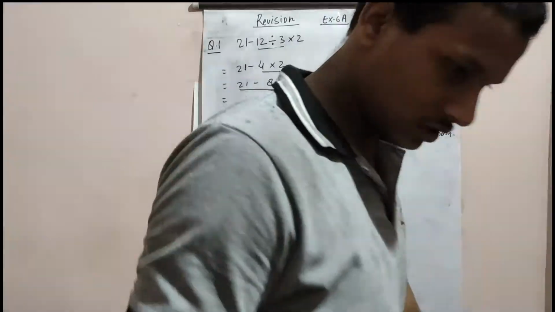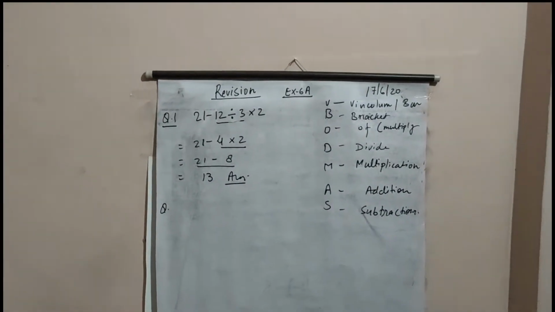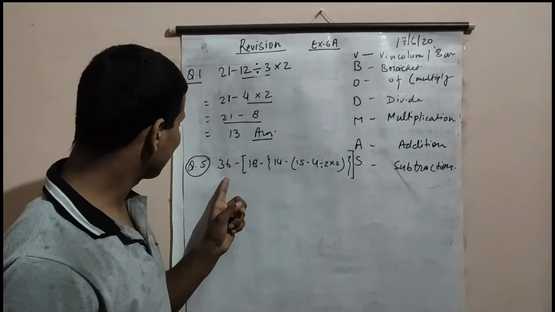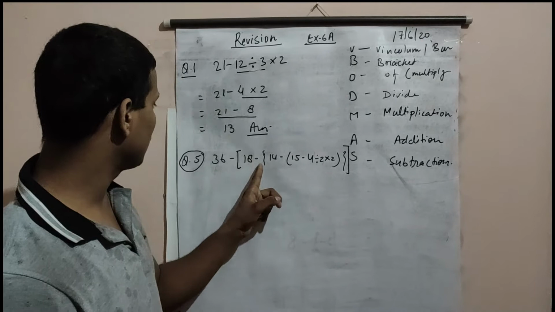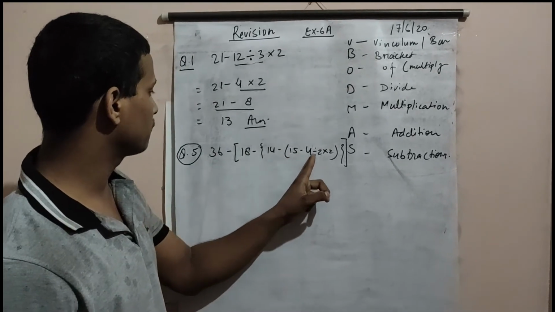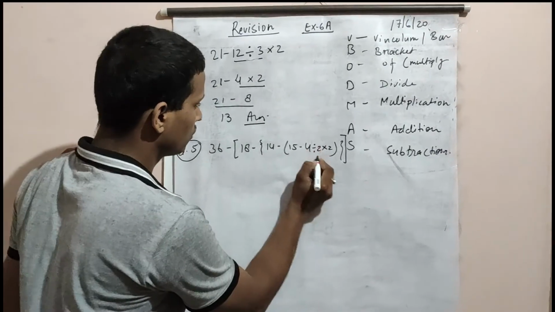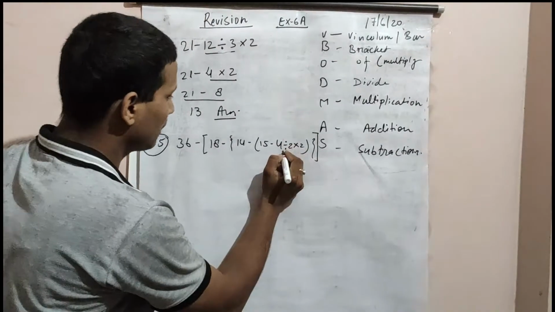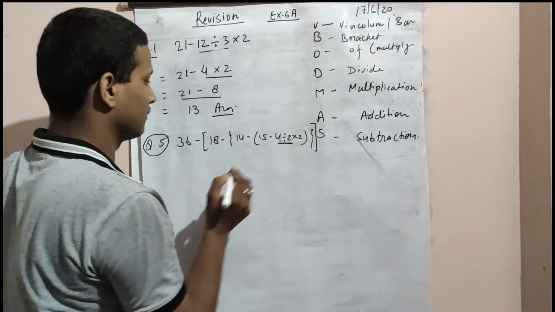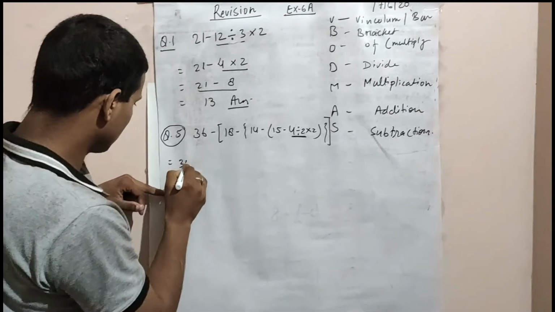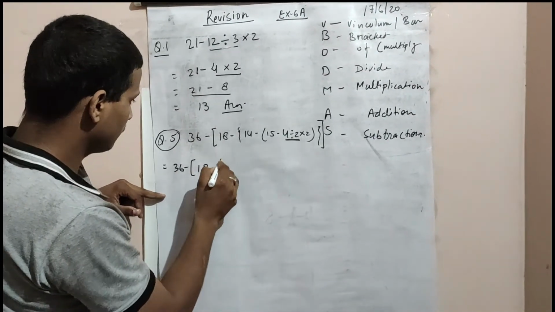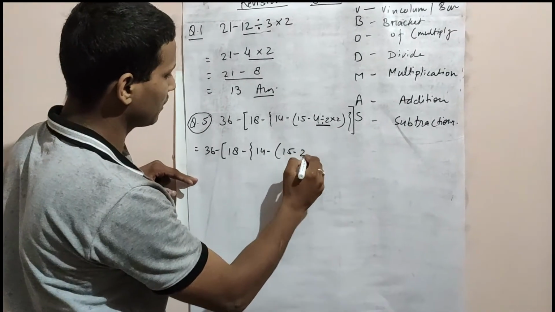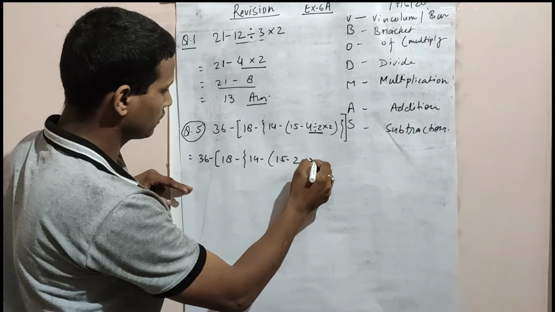Next, take another question. This is our next question. 36 minus bracket 18 minus bracket 14 minus 15 minus 4 divided by 2 cross 2. So first we need to solve the small bracket, according to bracket. Then in the bracket we need to solve the division. So we will write 36 minus 18, 14 minus 15 minus 4 divided by 2, that becomes 2, and 2 cross 2.